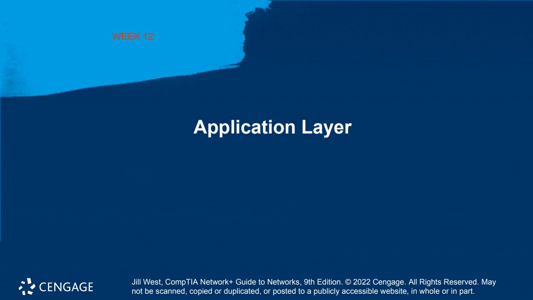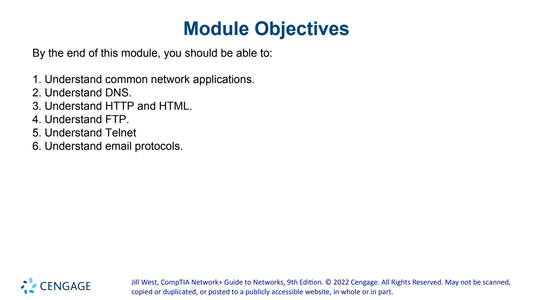Now we come to the first layer of the OSI model and the TCP/IP model. For the TCP/IP, it is called application layer. What are the objectives of our module here? We need to learn about the most common network applications: DNS, HTTP, HTML, FTP, Telnet, and email.